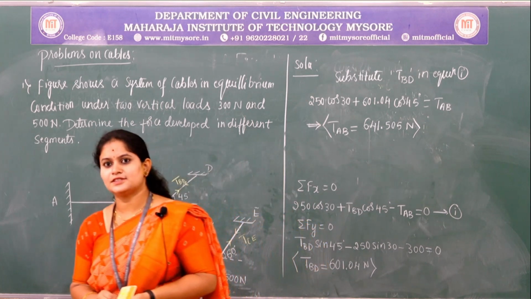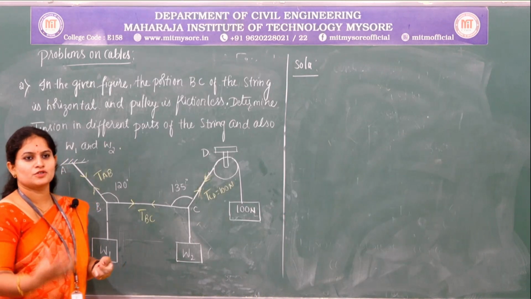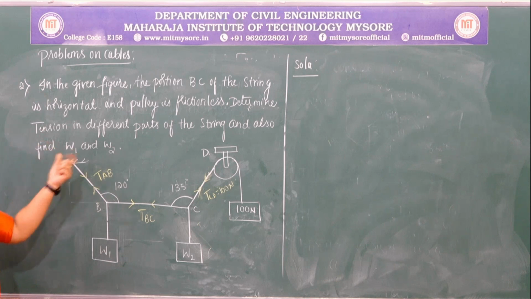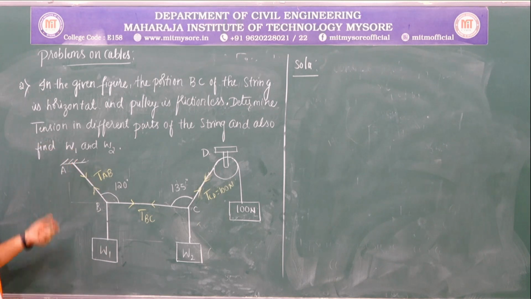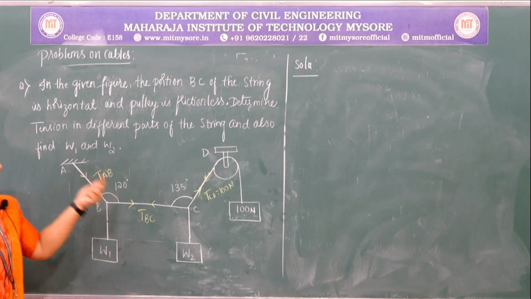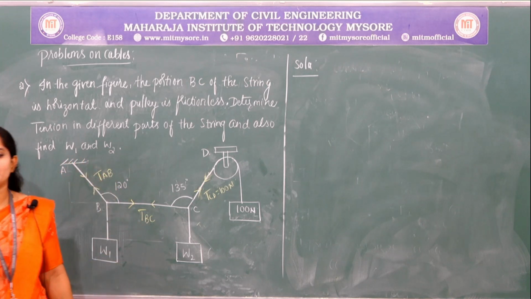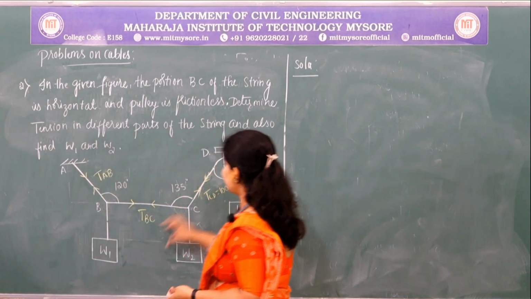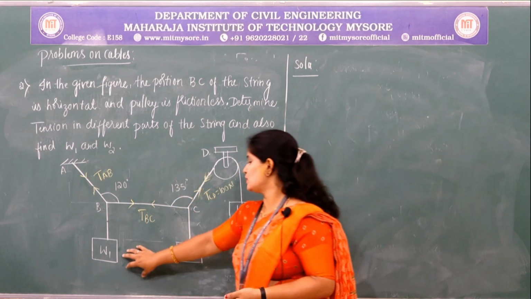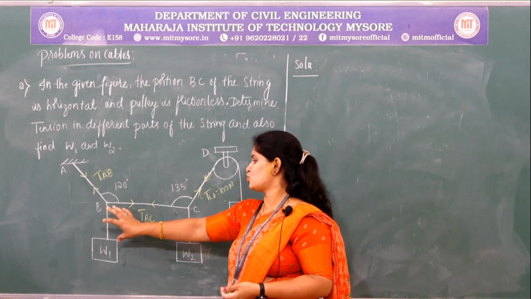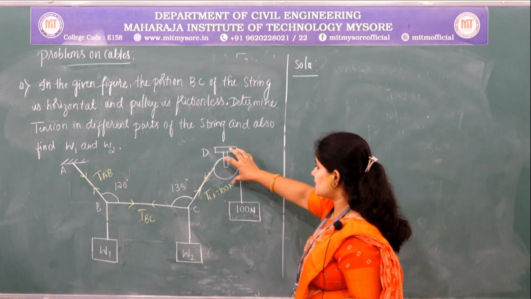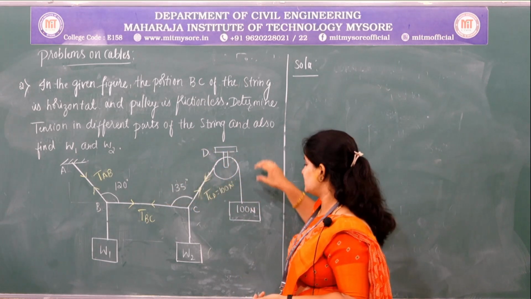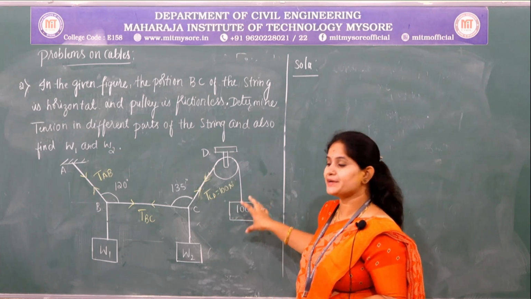Now we shall consider the second problem. The second problem states that in the given figure, the portion BC of the string is horizontal and the pulley is frictionless. Determine the tension in different parts of the string and also find the weights W1 and W2. In the given system of forces, there are two vertical loads W1 and W2 at joints B and C, and there is a frictionless pulley at D, over which there is a hanging load of magnitude 100 Newton.